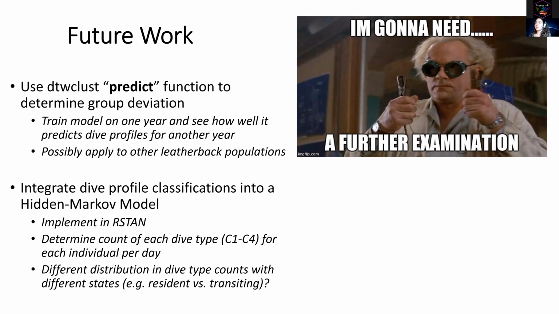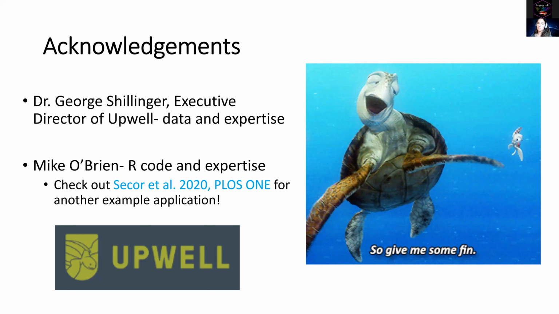So far, hidden Markov models have been kind of restricted, and they haven't really been implemented in a large way in RStan yet. So I'm really interested in trying to fit these models in RStan because RStan is very fast. Essentially, I would determine the count of each dive type for each individual per day and try to see if there are differences in distributions for them based on the different states that we'd see. So for example, residential versus transiting. So kind of building on that spatial summary.